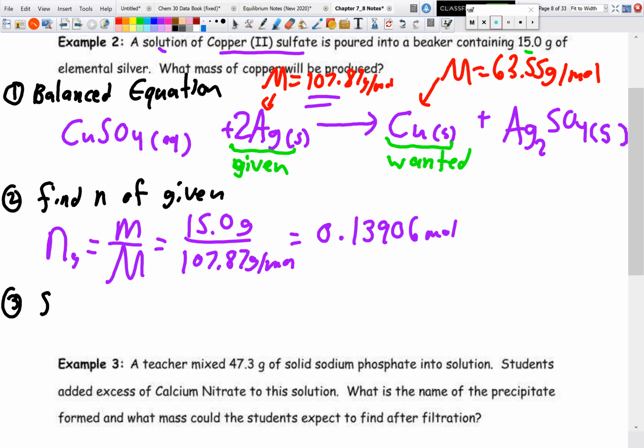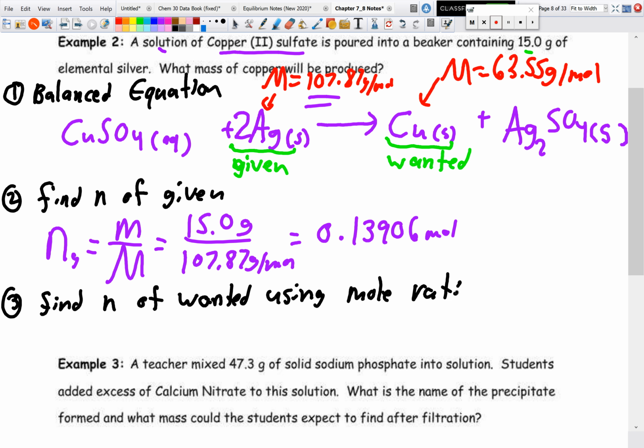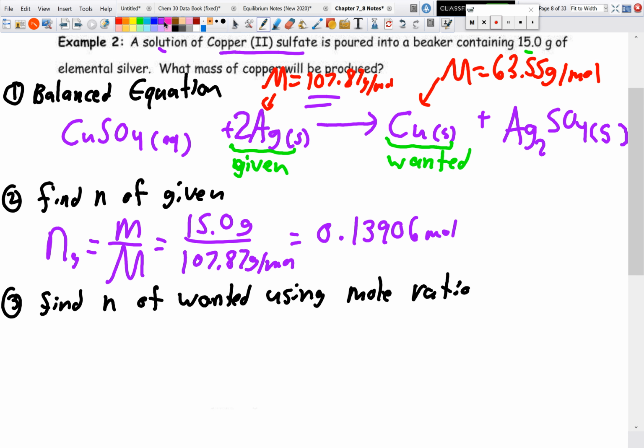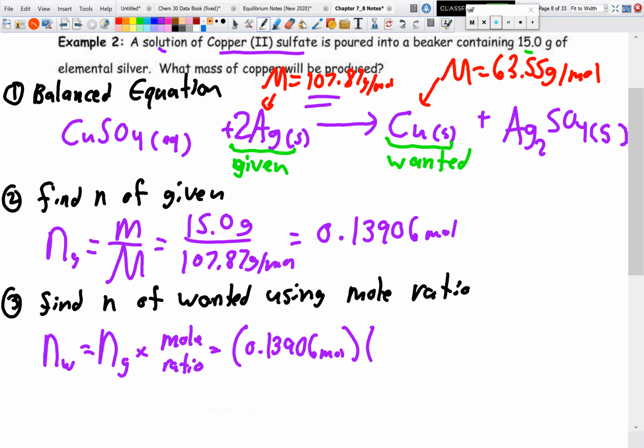Our next step, 3: we find the number of moles of our wanted using the mole ratio. So, of course, from our equation on the previous page, the number of moles of our wanted is equal to the number of moles of our given times the mole ratio. So we use the number we just calculated. And remember, the mole ratio is the coefficient of our wanted over our given. So when we look at our balanced equation, the coefficient of our wanted, the number in front of copper, is 1. The coefficient of our given is 2. So when we do this, we get a number of 0.069528 moles.